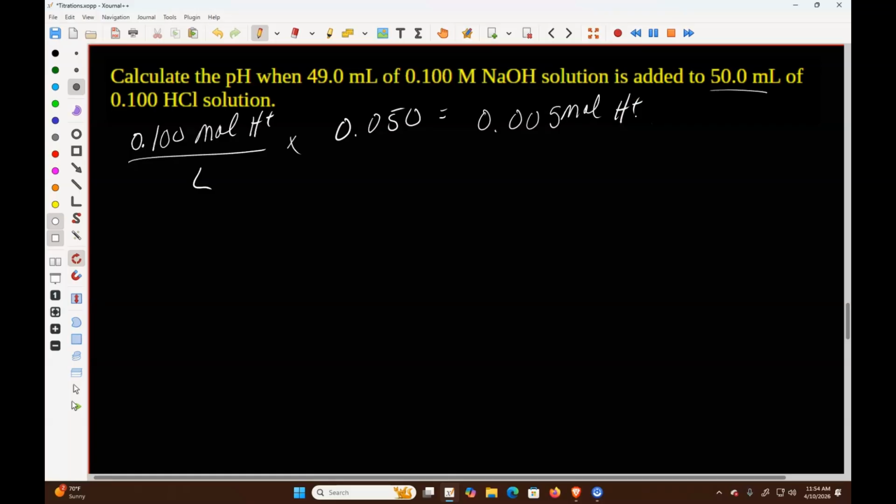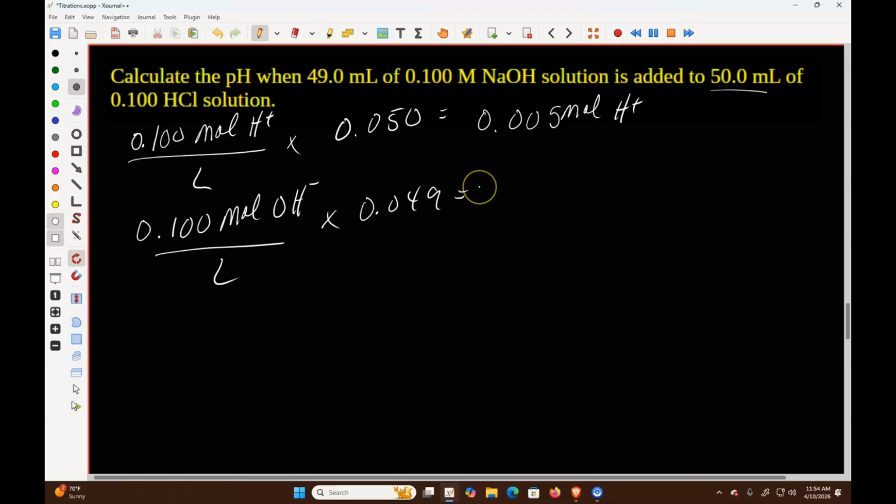We'll do the same thing for the base. It's 0.100 moles of OH negative per liter. I'm going to be using 49 milliliters. So when I multiply this out, I would get 0.0049 moles of OH negative.